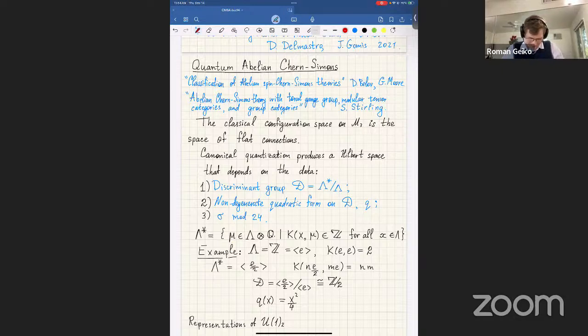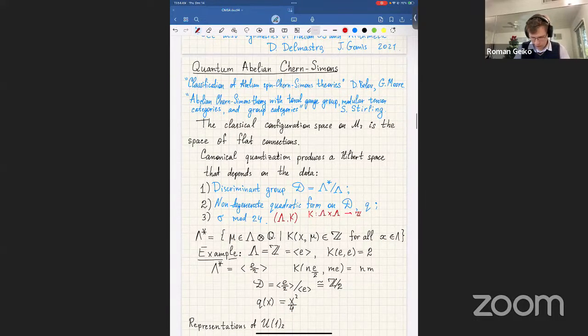Thanks. Yeah, so let me unpack this definition. What is the discriminant group? To any integral lattice Lambda equipped with the form K, so this is a bilinear symmetric form valued in the integers, we can define a dual using this form. So we can see it as a map from Lambda to Lambda star, just taking the duals.